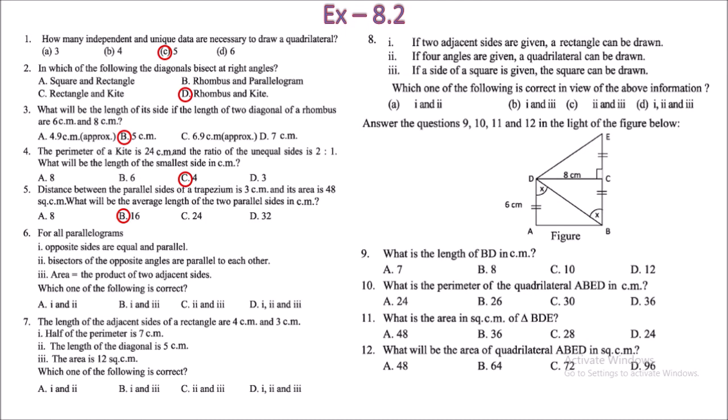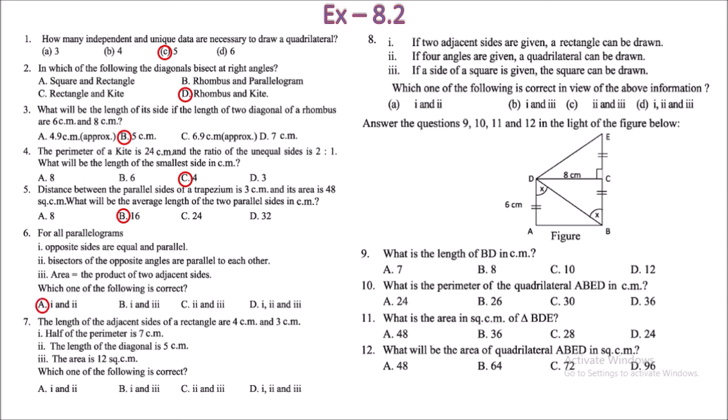So number 6, in a parallelogram, opposite sides are equal and parallel, bisectors of the opposite angles are parallel to each other, and the area is equal to the product of the two adjacent sides. It is not correct. Number 3 is not correct, but 1 and 2 are correct. So A is the correct answer.